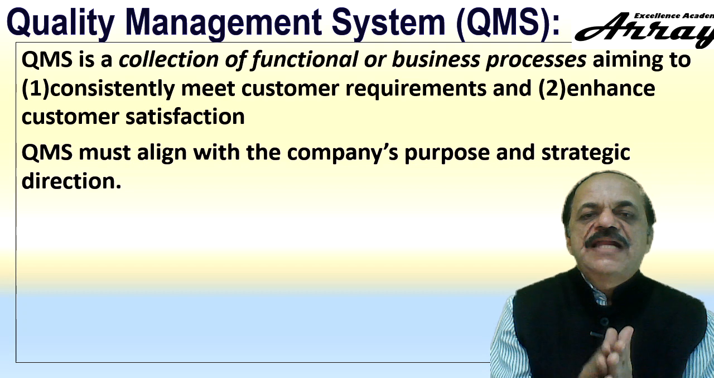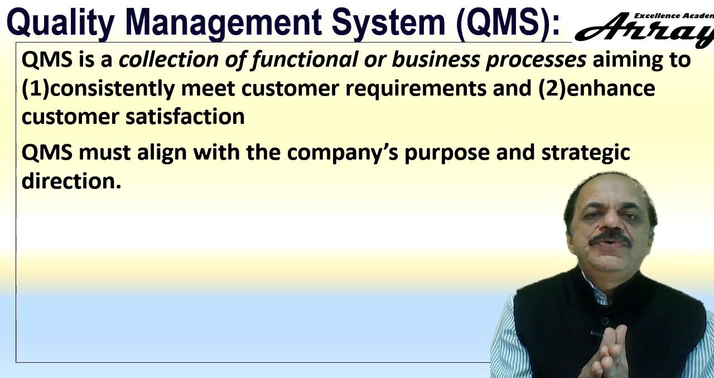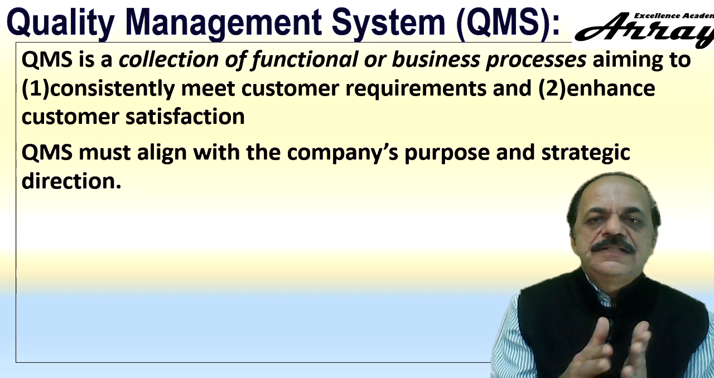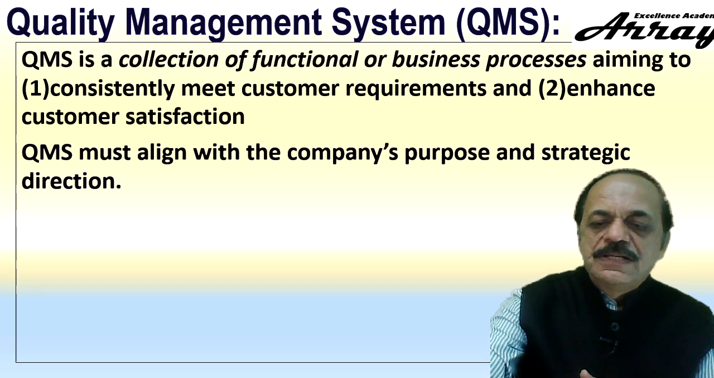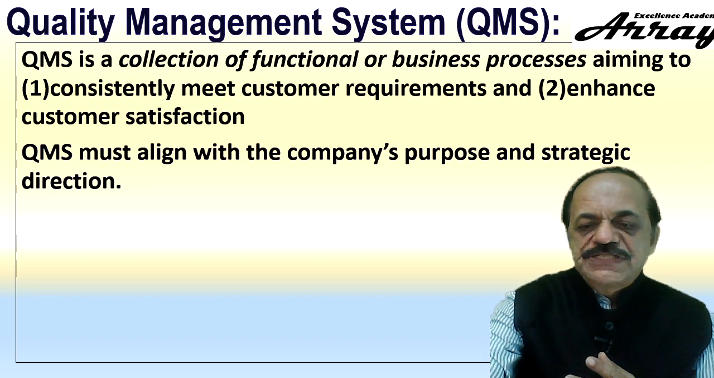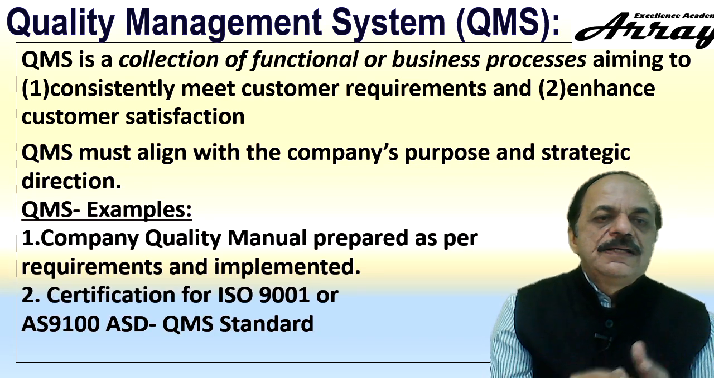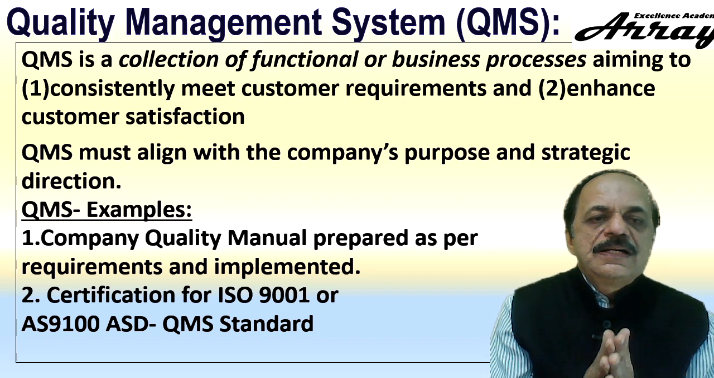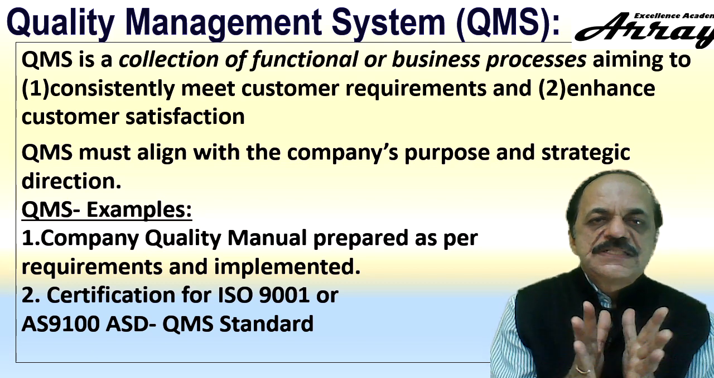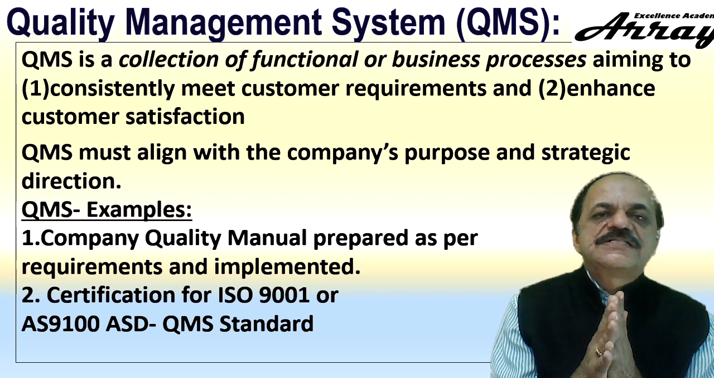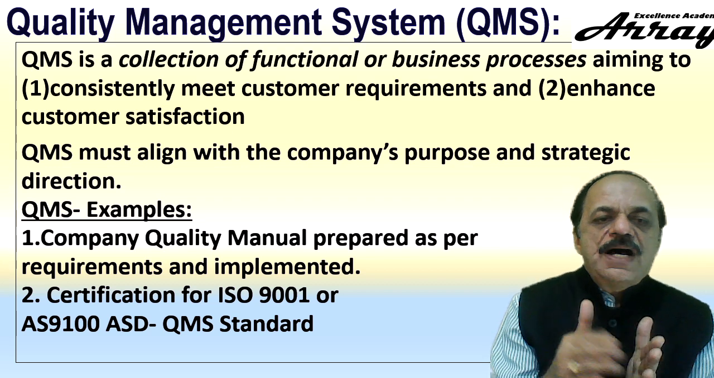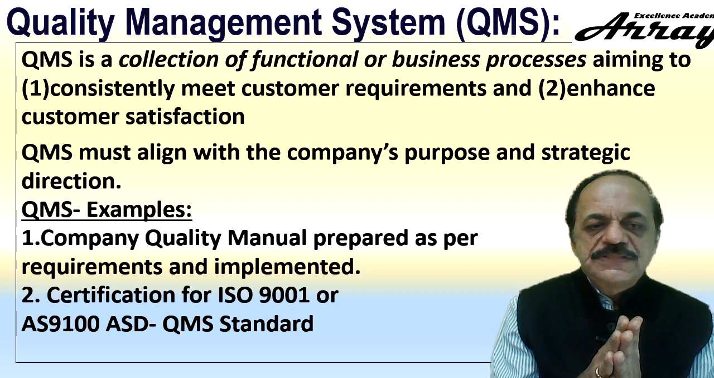So QMS must align with the company's purpose. For example, if I am doing an aviation product, I will go for the AS 9100 standard rather than ISO 9001 and so on. The company's strategic direction and purpose should be considered while structuring or making the quality management system document called the quality manual. Now, examples of QMS, as we discussed already: the company quality manual prepared as per requirements either of the company or of the global standard or of the major customers whose requirements have to be fulfilled becomes a QMS. Also, all the effort we do to get ISO certification or AS 9100 certification.